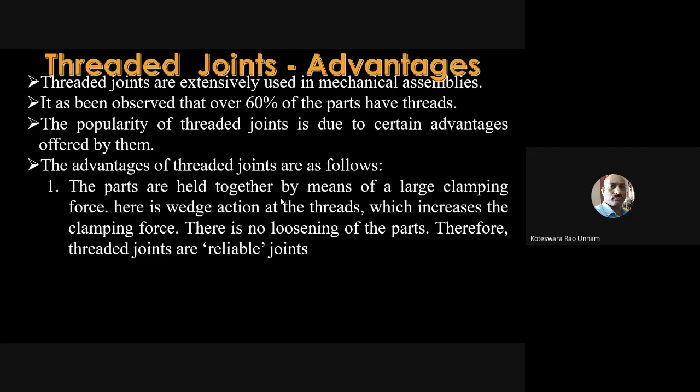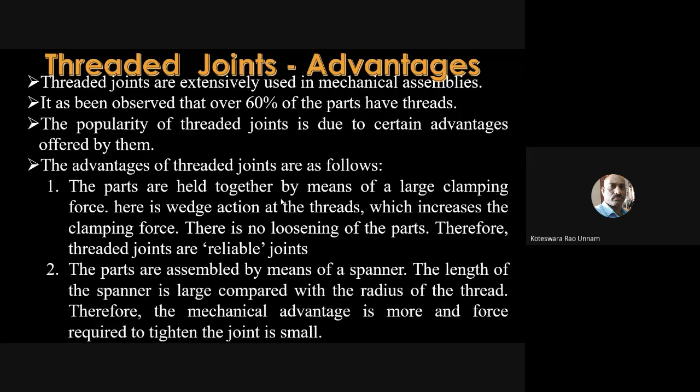If I have a bolt and nut connection and I want to increase the clamping force, then I have to tighten the bolt or nut further. If I tighten more, the clamping force will also be more. That comes from the wedging action of the threads. So this is one advantage of these threaded joints.